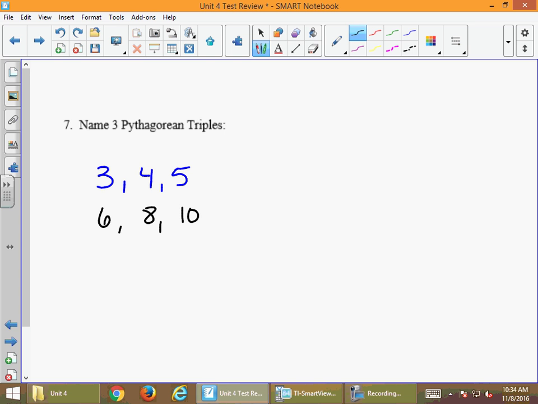Repeat it all over again. What's another number we want to multiply them by? 5. 3 times 5 is 15. 4 times 5 is 20. And 5 times 5 is 25. You can pick any number. You do 100. You do 50. You do 20. You do 3. 4. Does not matter. Pick any number. You can just remember 3, 4, 5, and multiply them all by the same number.